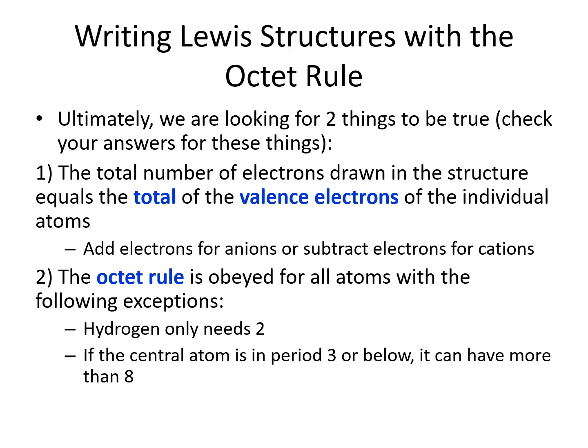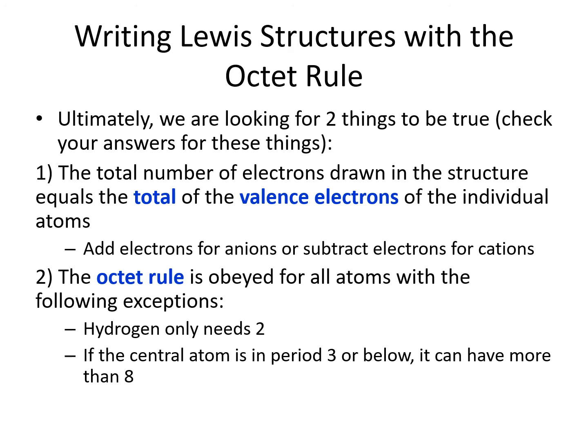After you finish drawing each Lewis structure, you should check for 2 things to be true. The total number of electrons in the structure needs to be equal to the number of valence electrons of all of the atoms in the molecule. If we are drawing the Lewis structure of a polyatomic ion, the charge on that ion will affect the number of valence electrons available. We will add electrons in anions and subtract electrons in cations.